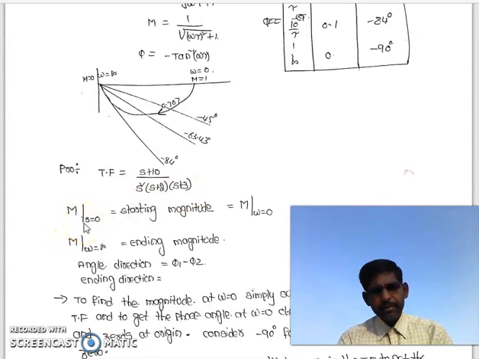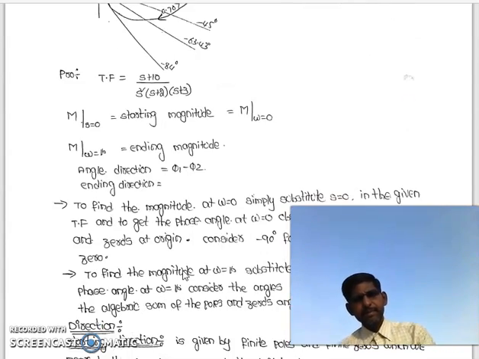Magnitude at omega equal to 0, that is the starting magnitude. Magnitude at omega equal to infinity, that is the ending magnitude. Angle direction, phi 1 minus phi 2, that is the angle direction where we need to start it. Starting direction minus ending direction.